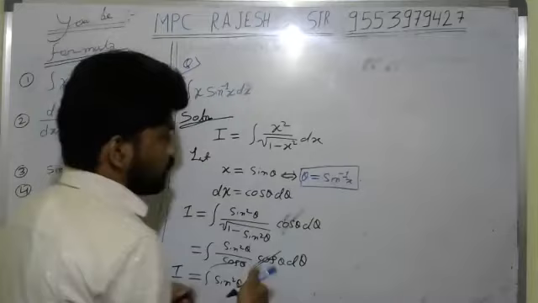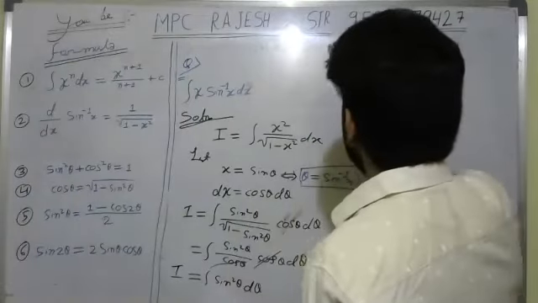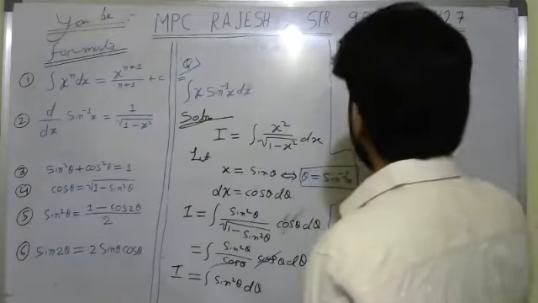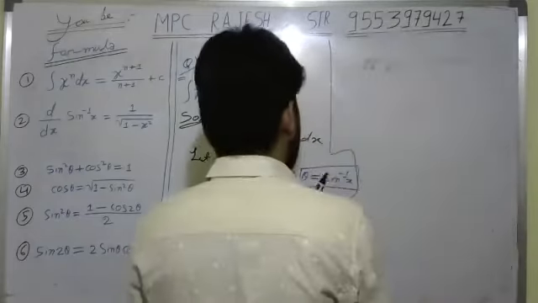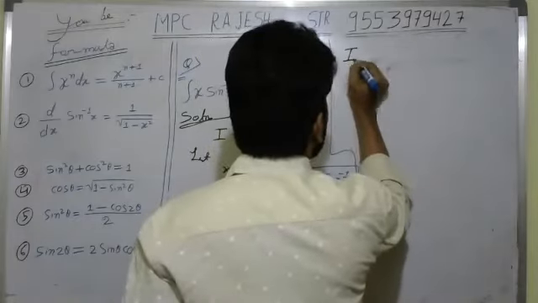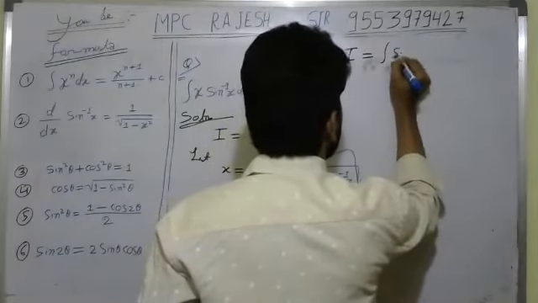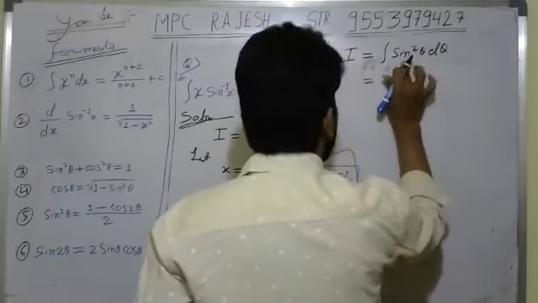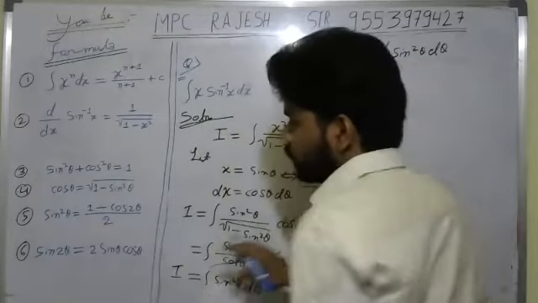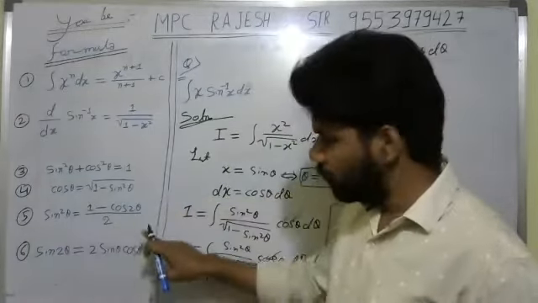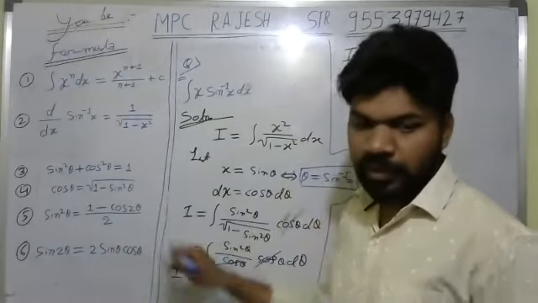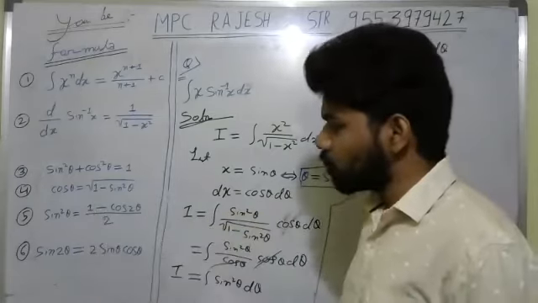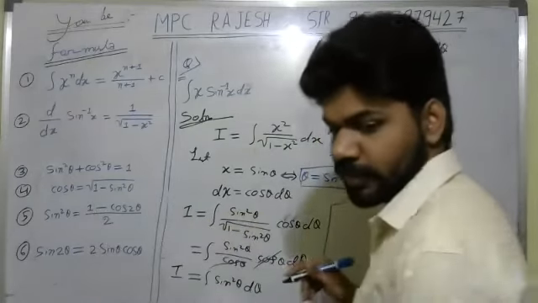I is equal to how much? We wrote integration of sine square theta d theta. Sine square theta formula, take from trigonometry. Sine square theta is equal to 1 minus cos 2 theta by 2. In 11th class trigonometry we already learned sine square theta is equal to 1 minus cos 2 theta by 2. So that will apply here.